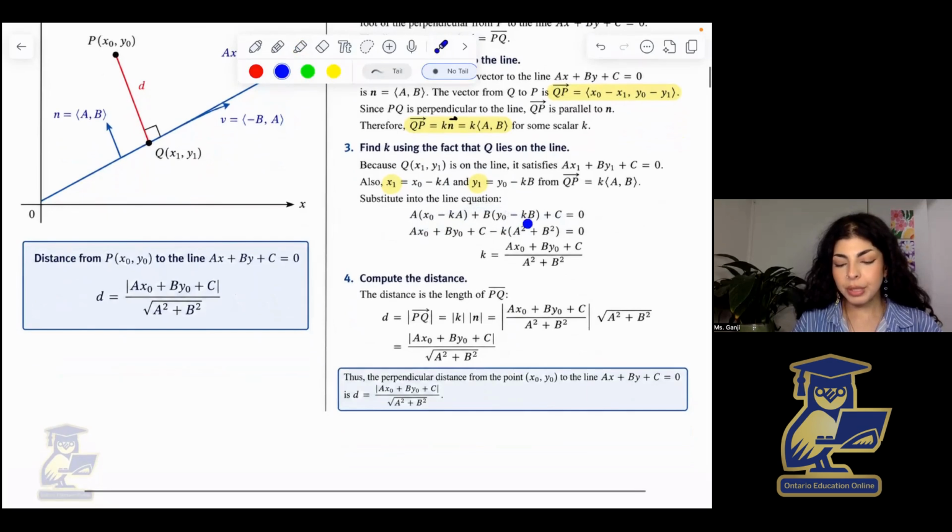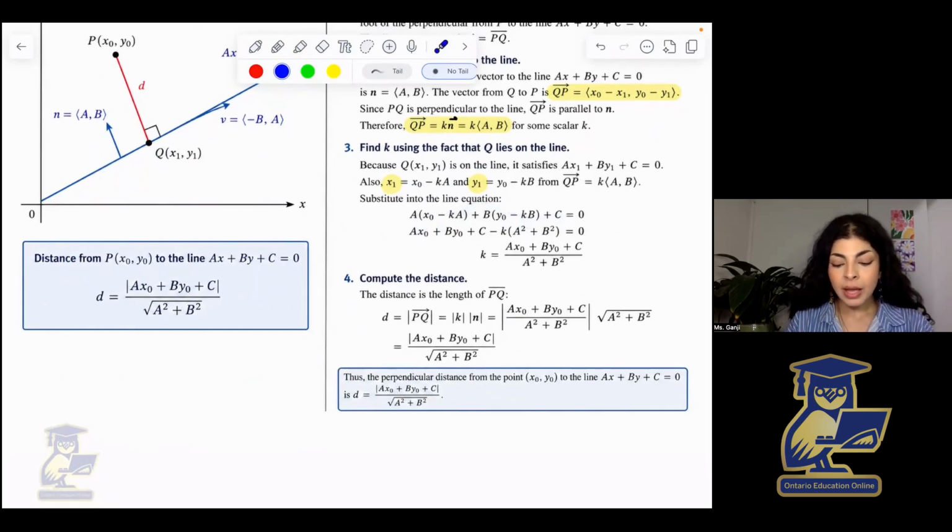Now, distributing this and trying to simplify it, remember, a, x0, and y0 are all given to us. And same with b and c. These are all given values. The only unknown here, and pretty much what we're trying to solve, is that k. So I will rearrange all of this to try to solve for k. And k will be equal to a times x0 plus b times y0 plus c divided by a squared plus b squared. But we're not done yet.